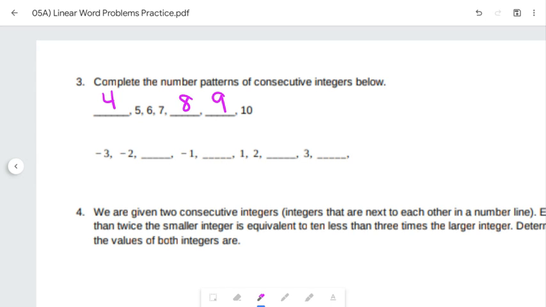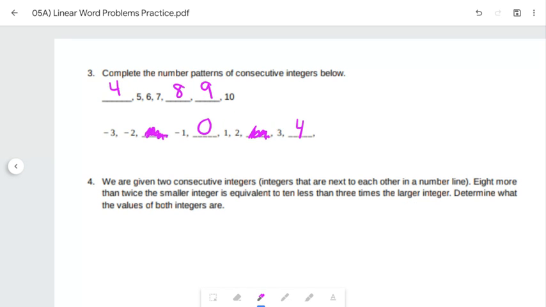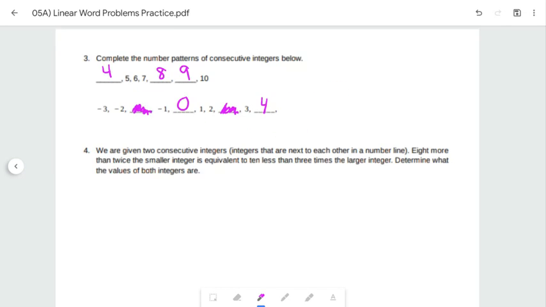Now, integers, remember, they can be positive, negative, or whole numbers. So I could have -3, -2, 0, 1, 2, 4. Got those extra spaces in there. Sorry, guys, but they're not supposed to be there. But really, we just have them that they go in that order. So I wanted you to think about consecutive for a second because the next problem involves that.